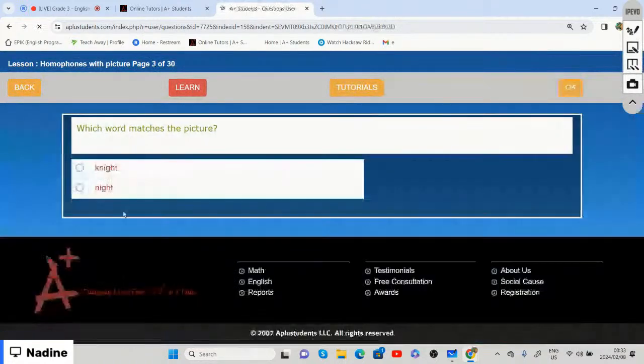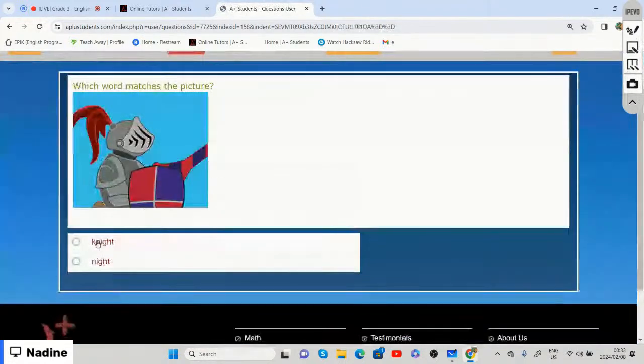All right. So, which word matches the picture? We have "knight", which is a soldier, like heavily armed, or "night". So, which one is correct? If we look at the picture, which word is correct?